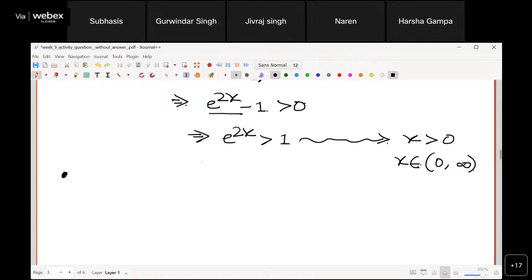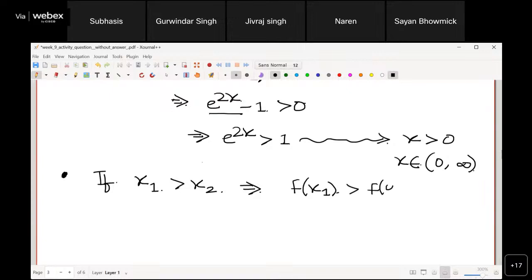So basically, what I wanted to know is that we have to show that if x1 is greater than x2, then this should imply that y1 is greater than y2. Sorry, the function value would be greater than the next function value for the corresponding value. I was about to say y. So yeah, this is y.